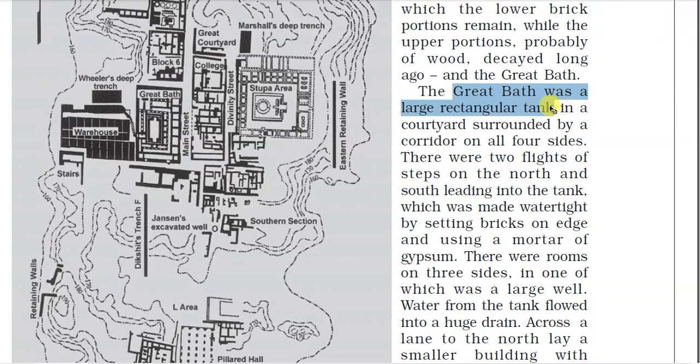That is Great Bath. It has a courtyard. It is placed in a courtyard and it's surrounded by corridors on all four sides. Right? Then there are two flights of steps, north and south, leading to the tank. So you can come down to the tank from two sides, north and south. Bricks are being settled on the edge using a mortar or gypsum. Placing the bricks together with mortar or gypsum was used.